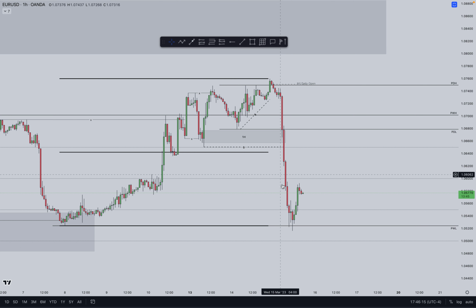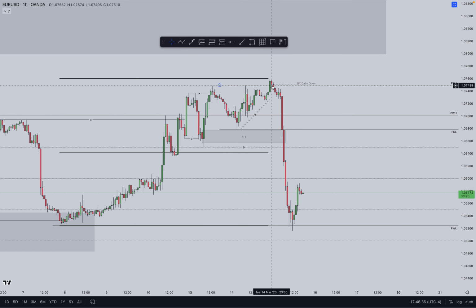This wasn't even news that triggered this, so it was a big massive bearish move today, and I couldn't get in. There was no sell presented for me per my trading plan, and that's unfortunate when you read the market and it does exactly what you want it to do.